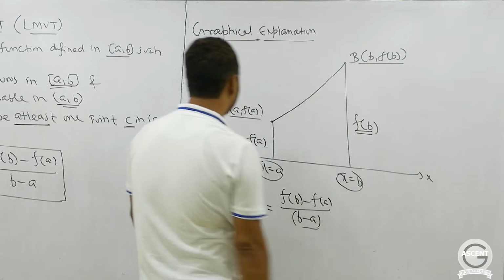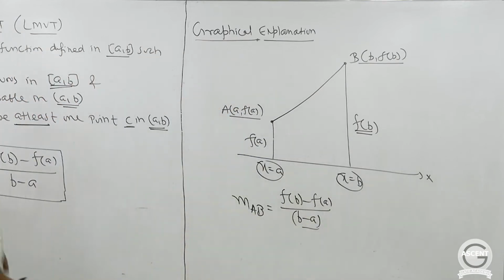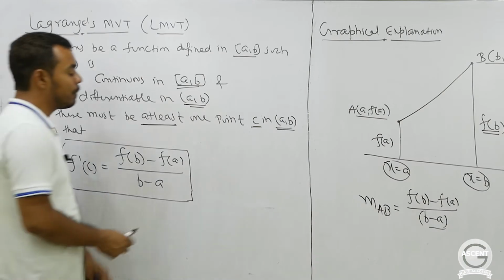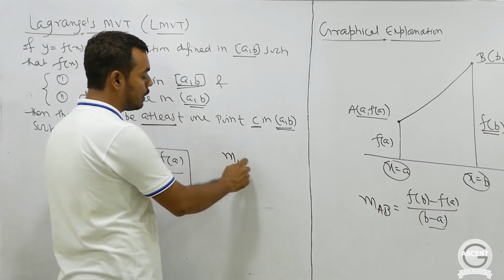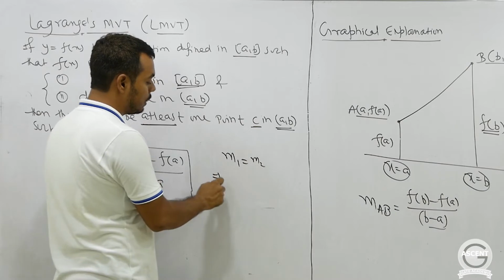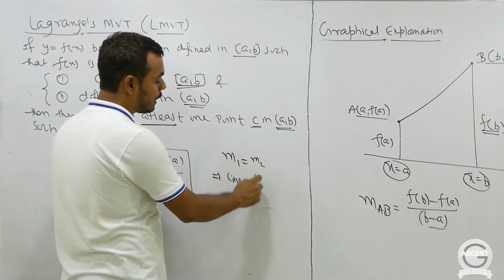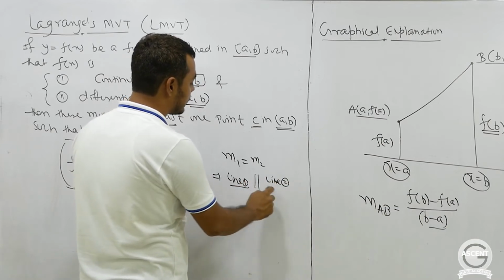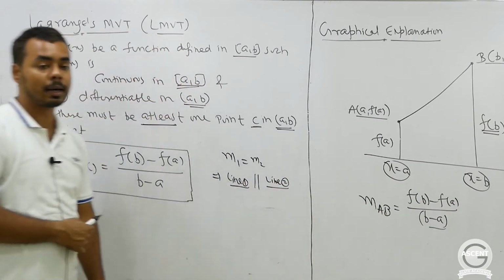This is the slope of line AB, and this left hand side is the slope of the tangent at any point C. Right, f dash c, the first derivative, is the slope of the tangent. If we are calculating the first derivative at some point c, this is nothing but the slope of the tangent line at that particular point. And if the slopes of two lines are equal, we all know that if the slope of line 1 is equal to the slope of line 2, this means line 1 is parallel to line 2. If the slopes of two lines are the same, then those two lines must be parallel.